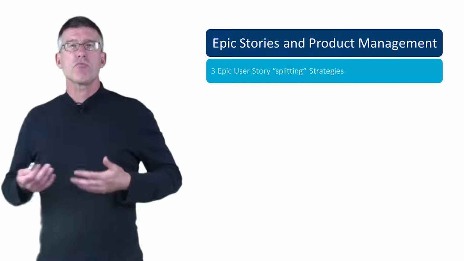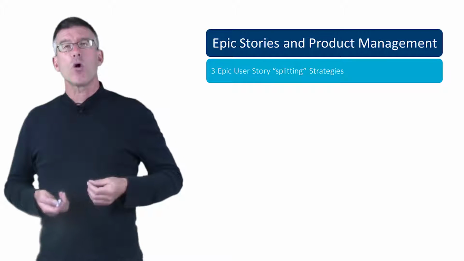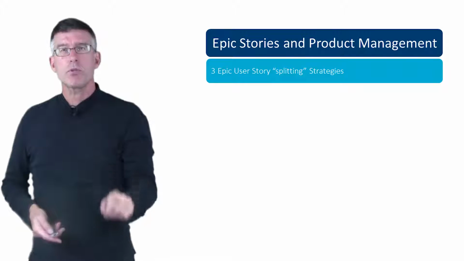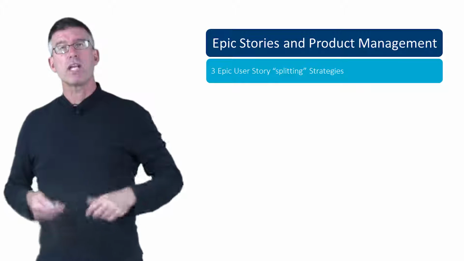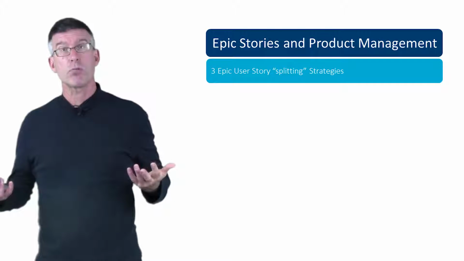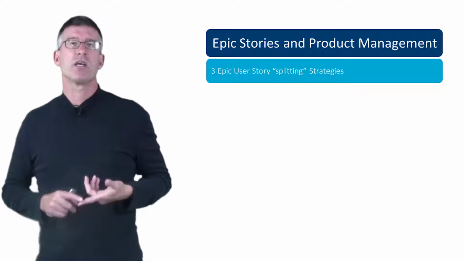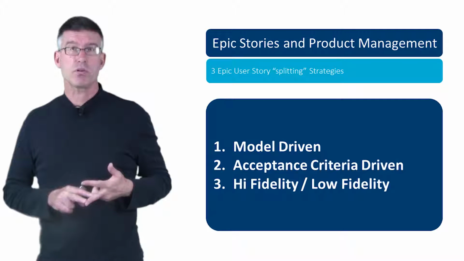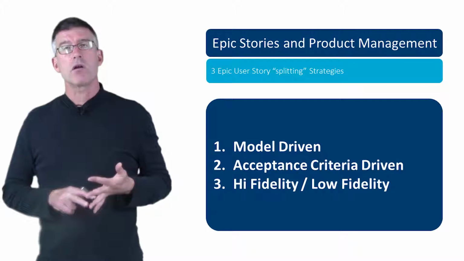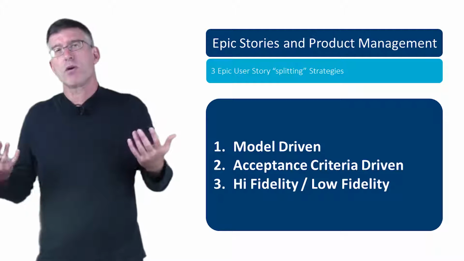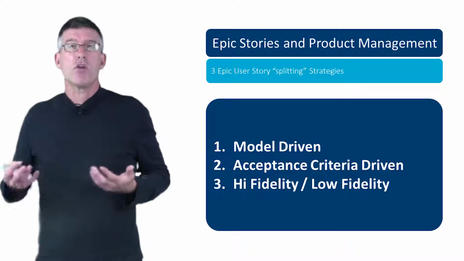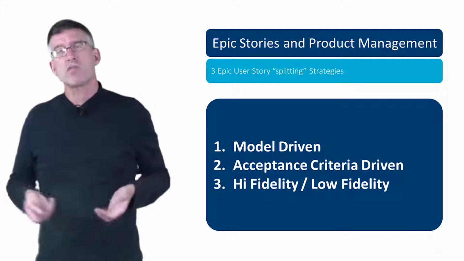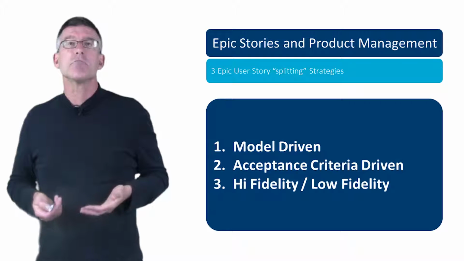So I'd like to offer you 3 strategies here that will help us take those big epics and split them into valuable child stories that can be ready for sprint planning, that meet that INVEST criteria. The first one I call model-driven. The second one I call acceptance criteria-driven. And the third one I call low-fidelity, high-fidelity. Now that's what I call these. You'll have various other people call them very different things, or when I describe them, you'll see, oh yeah, that looks just like that, that's fine. But this is the way I would categorize them.